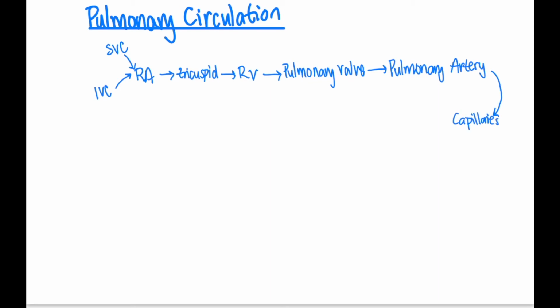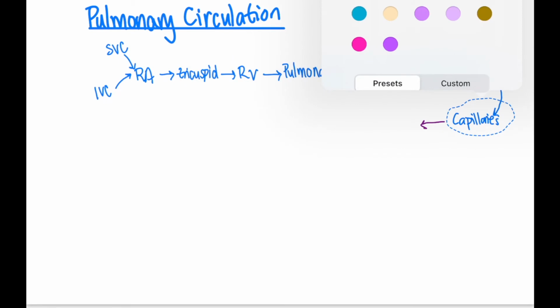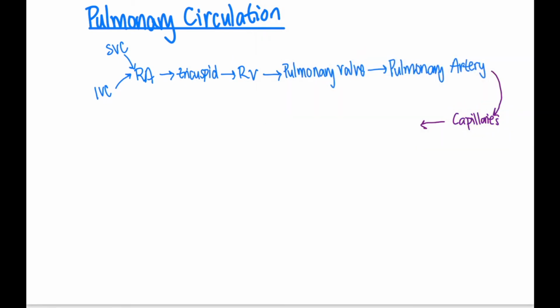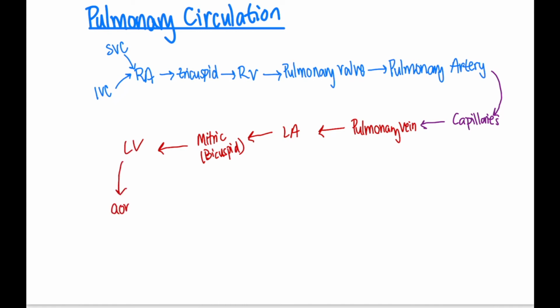And in the lungs, the deoxygenated blood in those capillaries will go through gas exchange to become oxygenated. Once that blood becomes oxygenated, it's then going to leave the capillaries and go to the pulmonary vein, to the left atrium, to the mitral/bicuspid valve, to the left ventricle, then to the aortic valve, and then to the aorta.